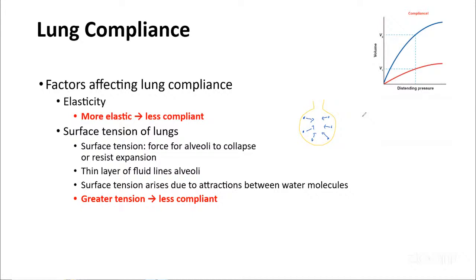So we mentioned that we have type 1 alveolar cells making up the walls of alveoli. Type 2 alveolar cells are making surfactant. So surfactant is going to help us break up this surface tension. Okay. And we want to do that because if we have a lot of tension in an alveolus, it's going to be less compliant. It's going to expand less well. It's going to make it harder to breathe. Okay.